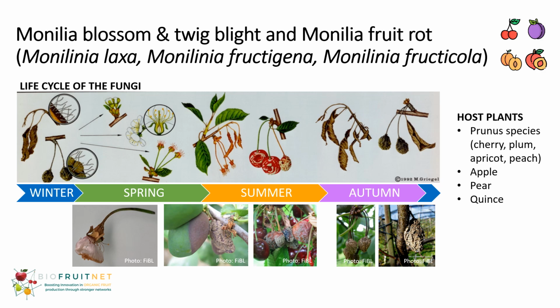Monilia blossom and twig blight and Monilia fruit rot are caused by different fungi from the Monilia family. The disease concerns all stone fruit species, including cherries, plums, apricots, and peaches, as well as pome fruits like apple, pear, and quince. The fungus overwinters on infected tissues, like on fruit mummies, flower remnants, and shoots, with fruit mummies hanging on the tree being the main source of infection the following spring.